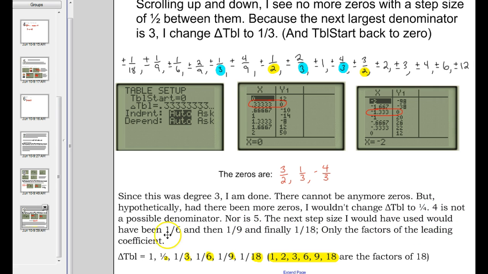The next thing I would do is 1/6, because 6 divides 18, and then 1/9, because 9 divides 18, and then finally, if I still hadn't found 3 zeros, 1/18. So 1 over all these numbers: 1 over 1 is 1, 1 over 2 is a half, 1 over 3, 1 over 6, 1 over 9, 1 over 18. Those are the things that you're going to change delta table to.